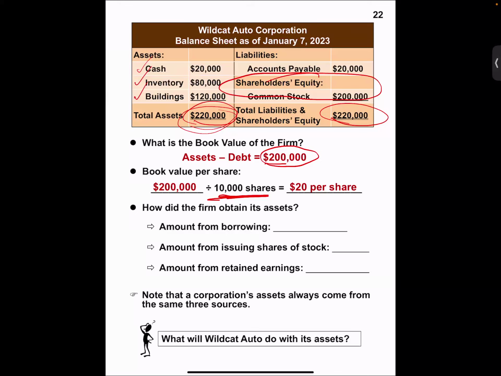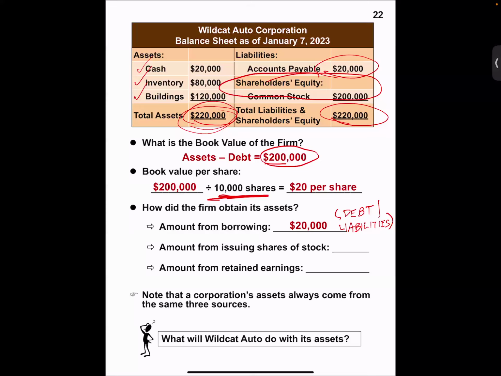All right, so let's look at where Wildcat's assets came from. From borrowing, that's our debt or liabilities. That's the 20,000 here. So again, that's the company's debt or liabilities. They all mean the same thing. So 20,000 of their assets came from borrowing.